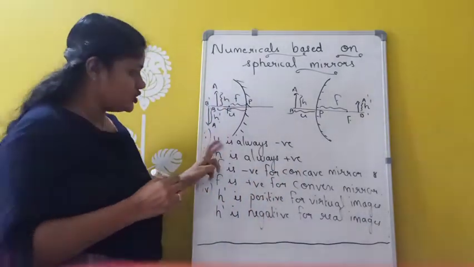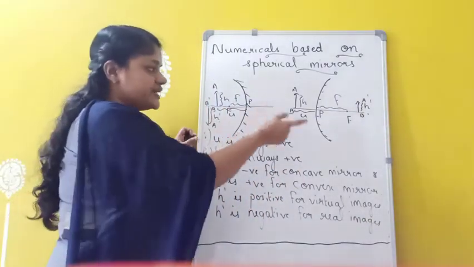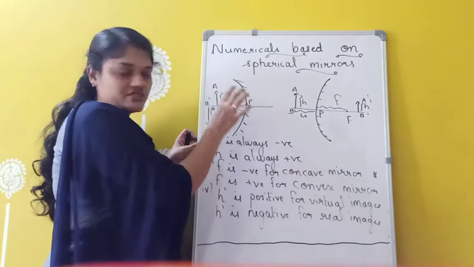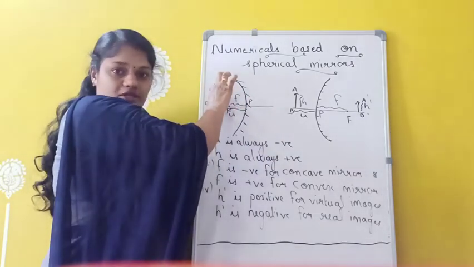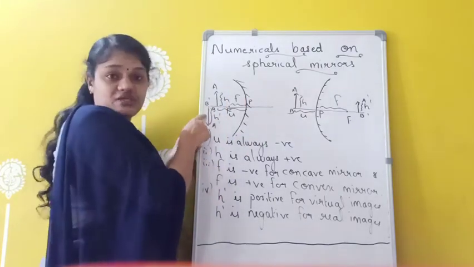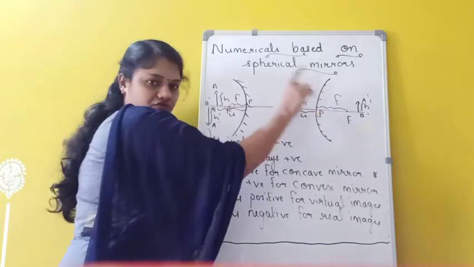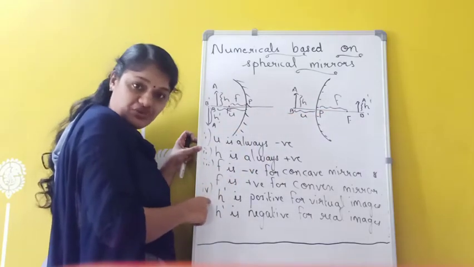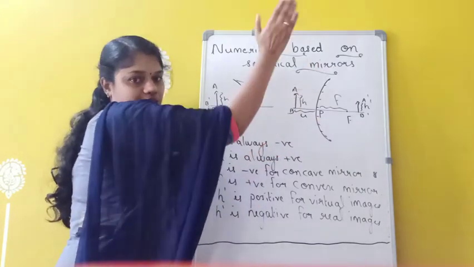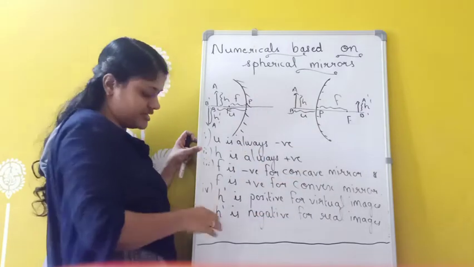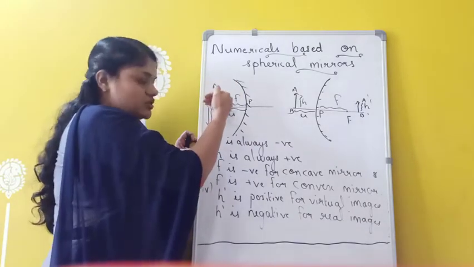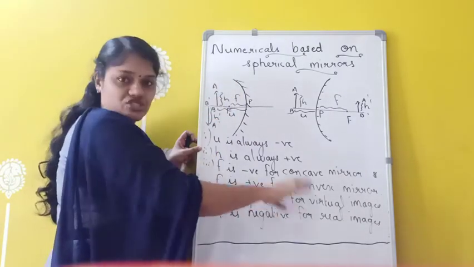So once again, u is always negative, in the case of concave or convex, in both cases. Then h is always positive because we are keeping the object only above the principal axis. Then f is negative in the case of concave mirror and positive in the case of convex mirror. Then h dash means height of image. Height of image is positive in the case of virtual image, because a virtual image we get above the principal axis. And h dash is negative for real image, because a real image is always inverted, so the image is below the principal axis.